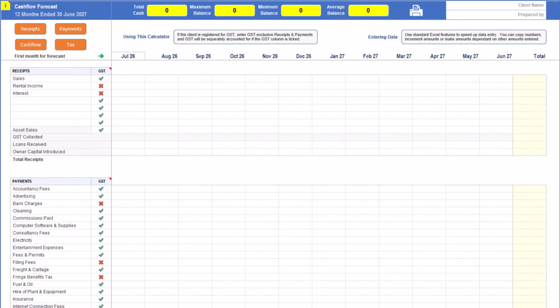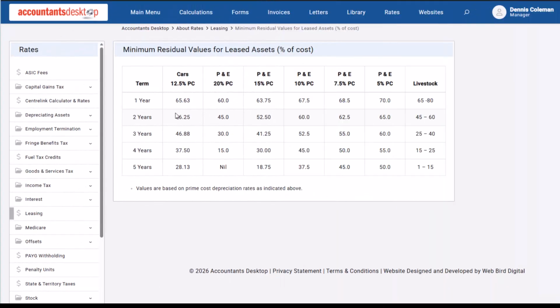He receives a call from a client who has applied for an overdraft. The bank has asked him to provide a cash flow forecast. Sam opens our cash flow forecast workbook and prepares the forecast from the most recent set of accounts and his client's advice.